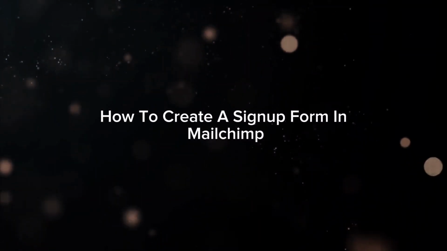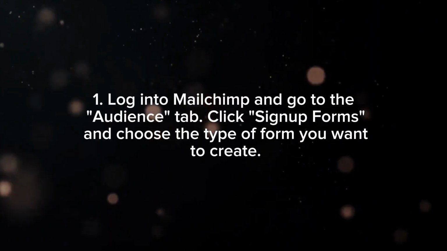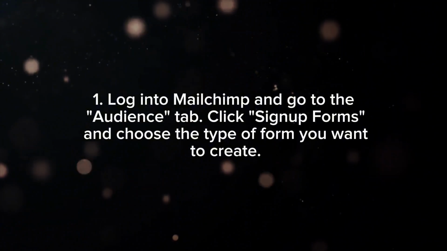How to create a sign-up form in Mailchimp. You can do this in 7 steps. 1. Log into Mailchimp and go to the Audience tab. Click Sign Up Forms and choose the type of form you want to create.